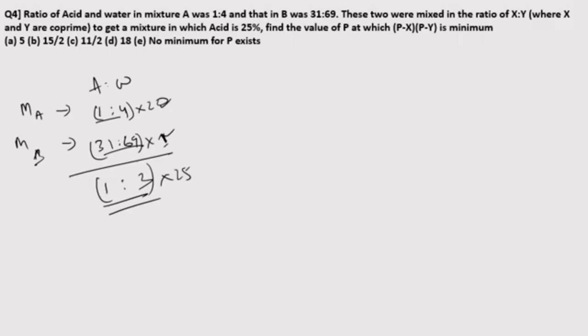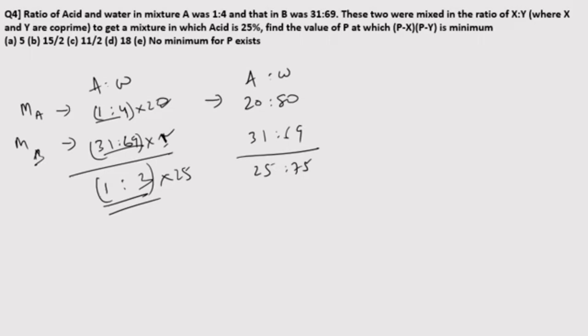Now the units are same. First is also 100, second is also 100, third is also 100. Now the new ratio becomes 20 into 1, 20 is to 80, 31:69 and 25 is to 75. This is acid, this is water.